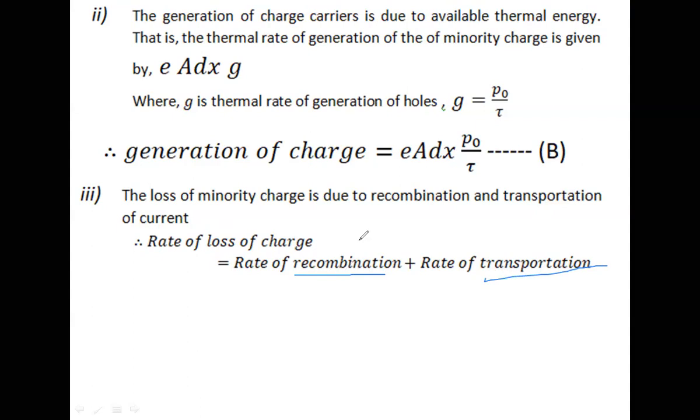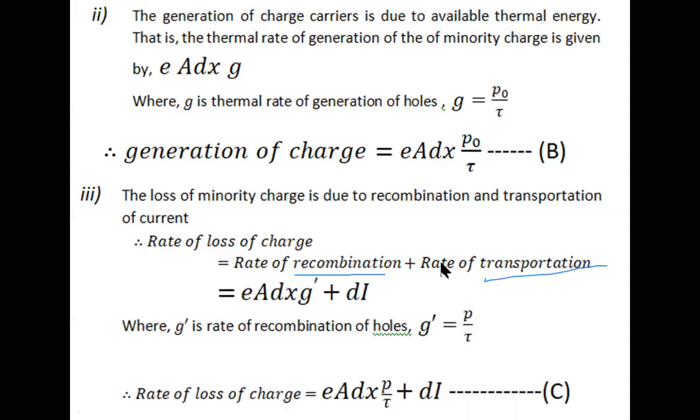Now similarly, let us consider the rate of recombination in this particular case as G prime. Then we try to write down the expression for rate of recombination. Now here the first term represents the charge that is actually lost due to the recombination process. So I am considering G dash is nothing but the rate of recombination of holes.